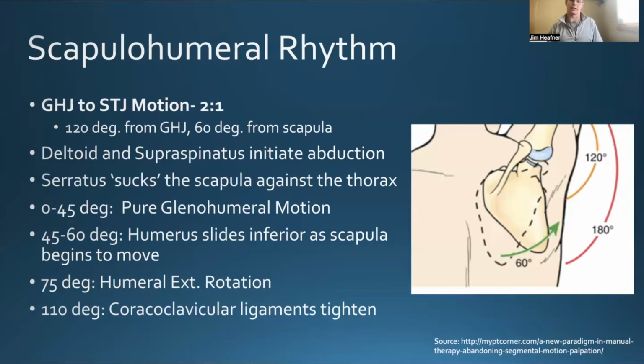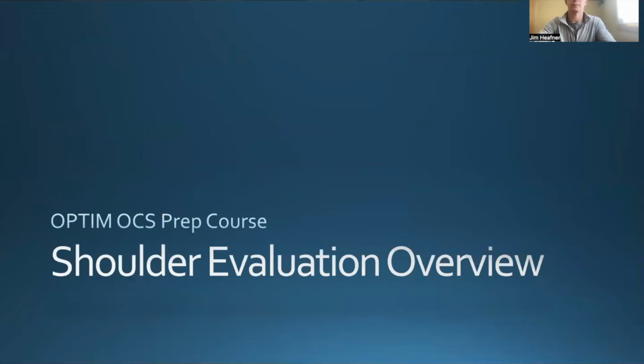At 110 degrees, the corticoclavicular ligaments tighten. Those are the ones that tighten to help provide restraint and keep too much mobility from happening. All right, so that was the overview of all the anatomy and the joints. Now we're going to get into how to evaluate and examine the shoulder.